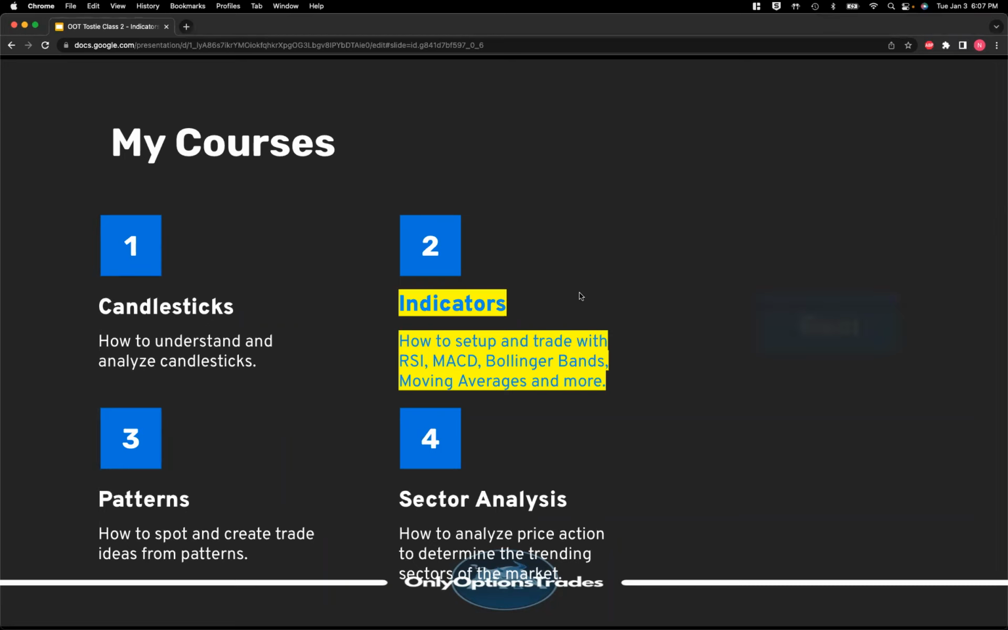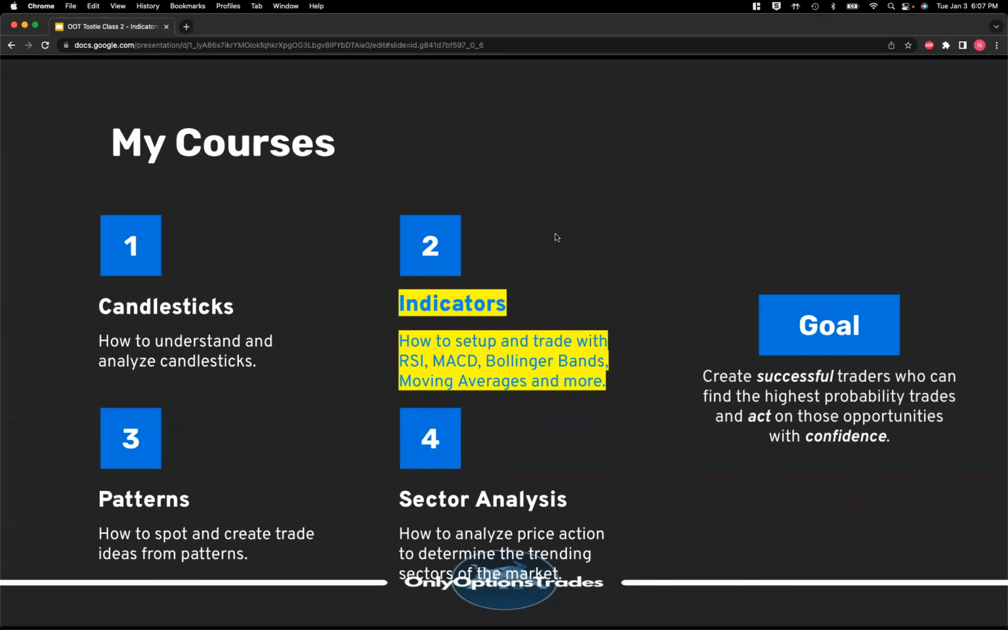So just to reiterate, the goal of this session and these lectures as a whole is to create successful traders who can find the highest probability trades and act on those opportunities with confidence. And the way that I am planning to help you all develop into these types of traders is give you a broad set of knowledge in order to develop your own strategy, to make your own decisions in the market, to where you don't need to rely on anybody else. And you have all the tools you need in your tool belt to be able to react to price action accordingly, to be able to understand what the market is doing all on your own. That is our ultimate goal here.